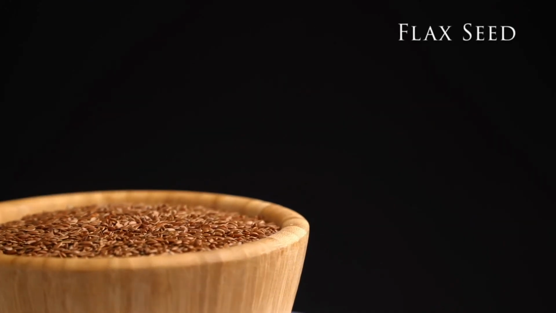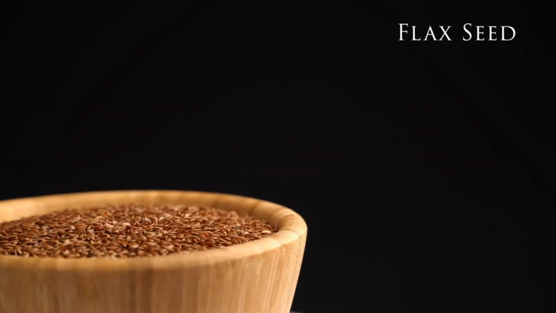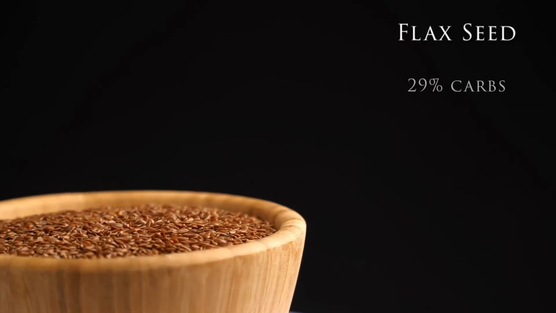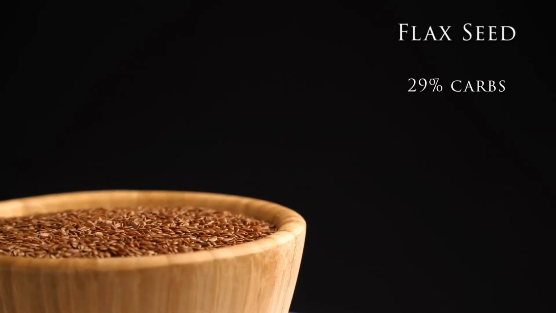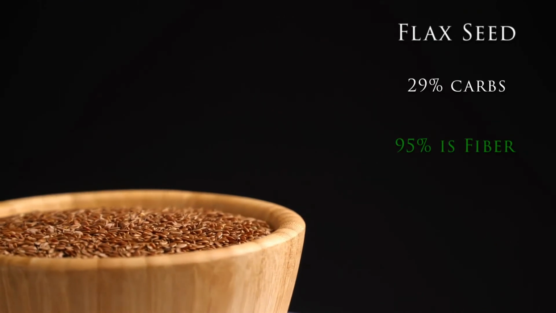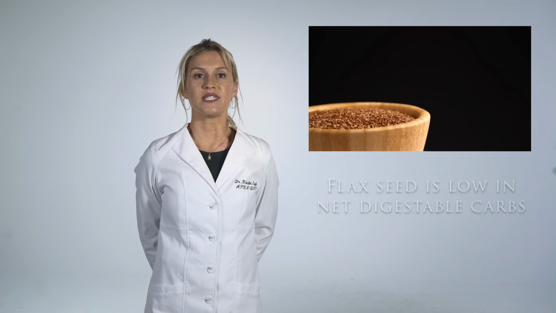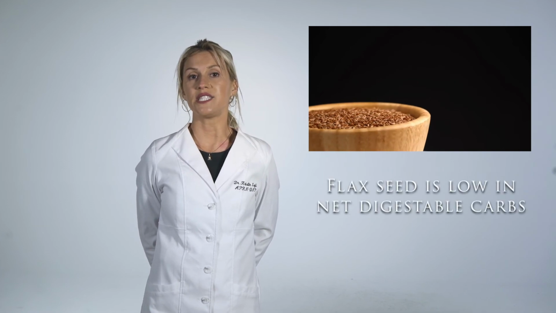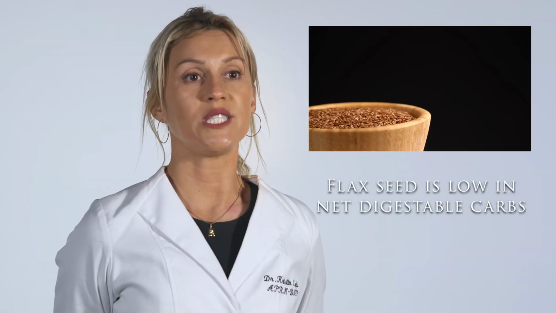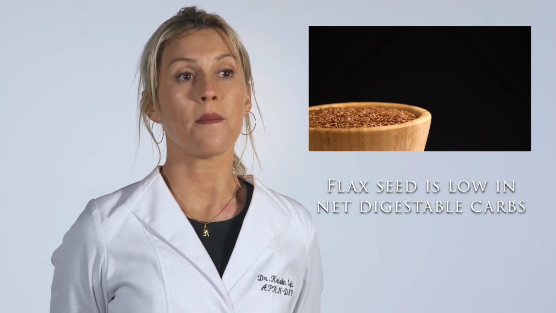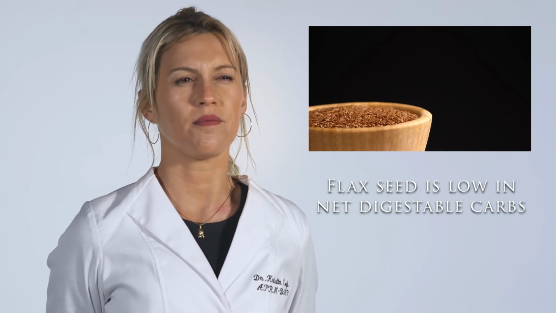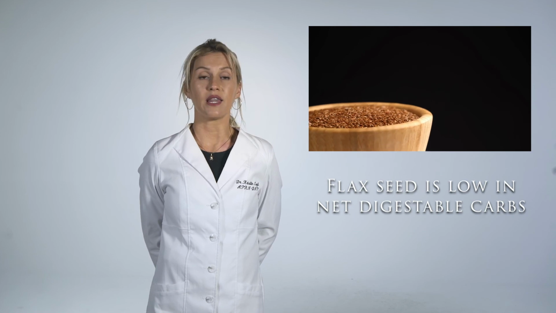Flaxseed has a comparable profile to the chia seed. Flax seeds are made up of 29% carbs, which is a whopping 95% of that which is fiber. So what does that mean? It means that flax seeds are low in net digestible carbs, which is the number of carbs minus the amount of fiber, making them a low-carb food. There are numerous practice examples, and I've provided a practice sheet with answers for you.